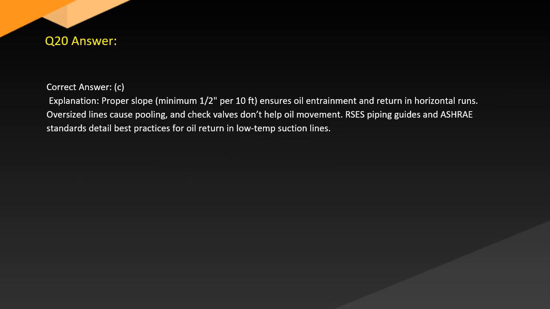Answer. Correct answer, C. Explanation. Proper slope, minimum 1/2 inch per 10 feet, ensures oil entrainment and return in horizontal runs. Oversized lines cause pooling, and check valves don't help oil movement. RSES piping guides and ASHRAE standards detail best practices for oil return in low-temp suction lines.